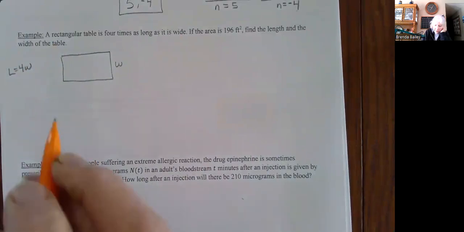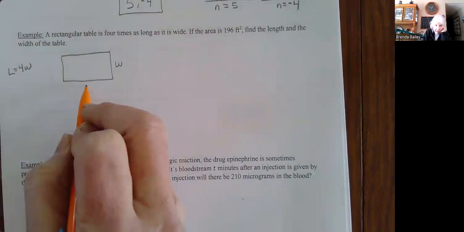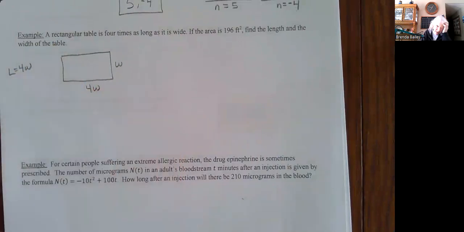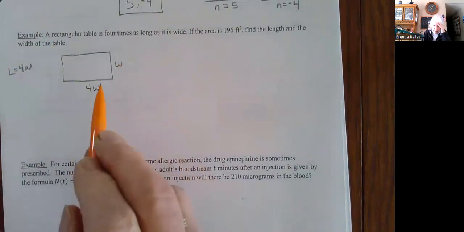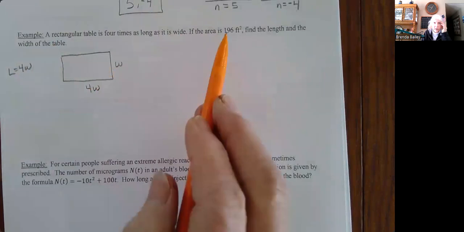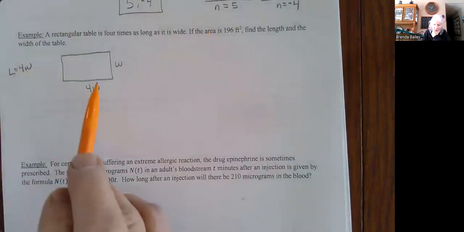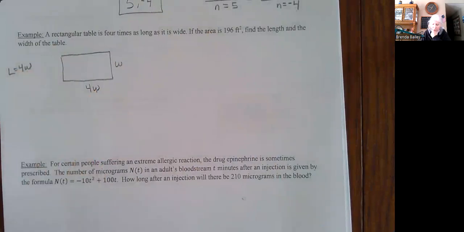So rather than having a length, an L, I'm going to put a 4W. When you do these, you can only have one variable for these dimensions, for your area equations. So this one goes here. Your length is 4W. The length is 4 times the width.